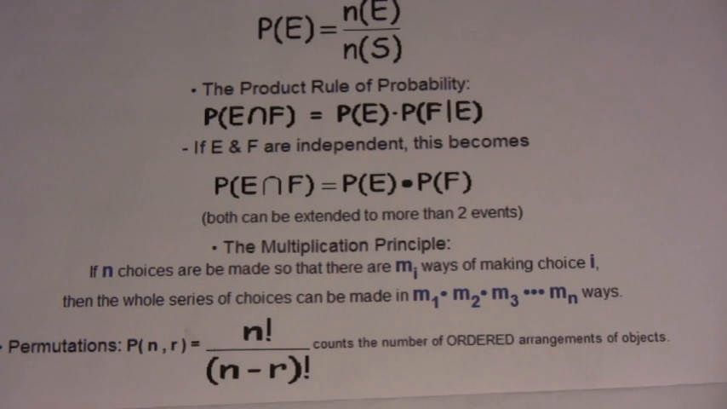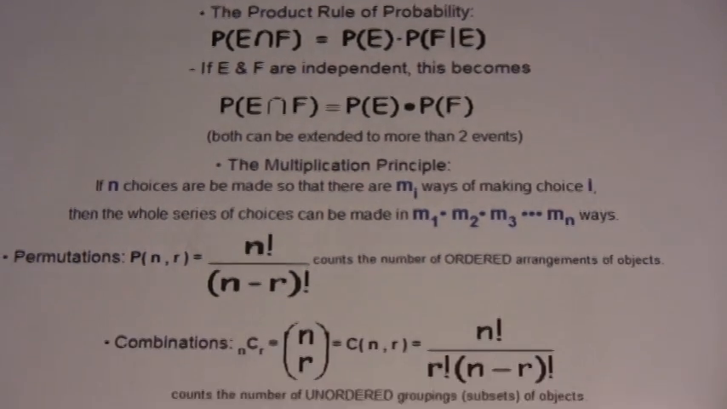You also know about permutations. The number of permutations of n things taken r at a time is n factorial divided by the quantity n minus r, factorial. And that counts the number of ordered arrangements of n objects.